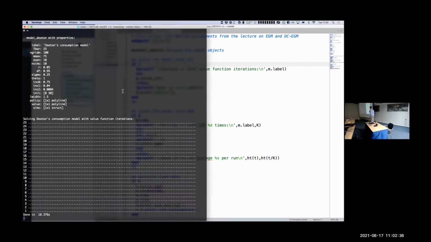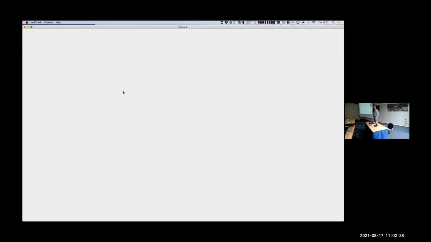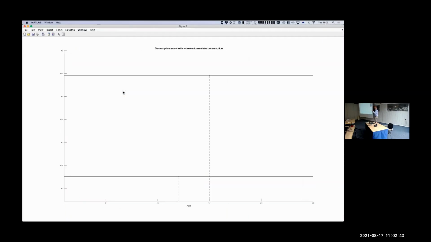It takes some time, and that's understandable because for each point of the state space, you have to find that optimal consumption, right? And that's an optimization problem.